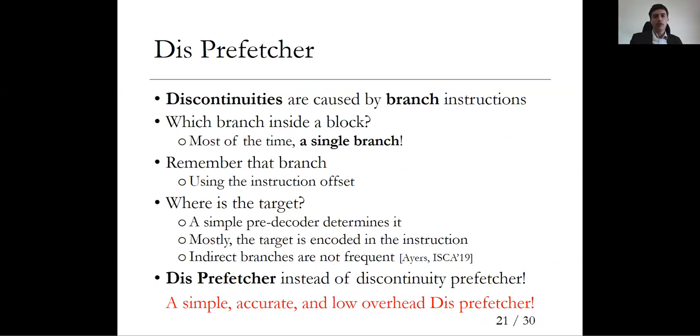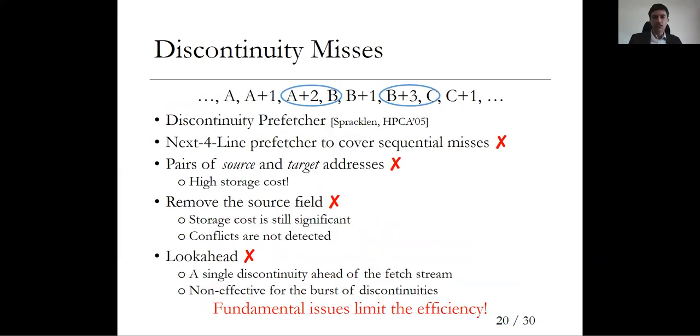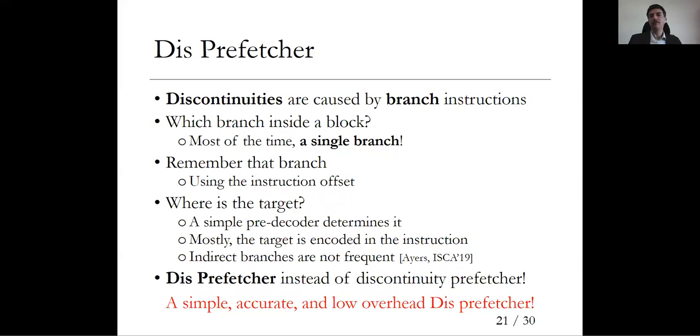First, let's talk about how we address the storage problem. We observed that the discontinuity that we see here is due to the execution of a branch instruction. So instead of recording the target, which is long, let's only record the index of the branch instruction that caused this discontinuity in a cache block. In a cache block, we may have 16 instructions, so we may only need 4 bits in order to identify a single instruction. So with 4 bits within a cache block, we can actually record the branch responsible for the discontinuity.